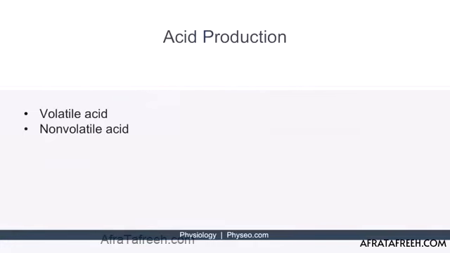Let's get started. There are two types of acid that are produced by the body: volatile acids and non-volatile acids. The major physiologic volatile acid is carbon dioxide. It's volatile because it's a gas that's easily removed from the circulation during normal respirations. As you'll recall, CO2 is produced from cells during aerobic metabolism and freely diffuses into the circulation.